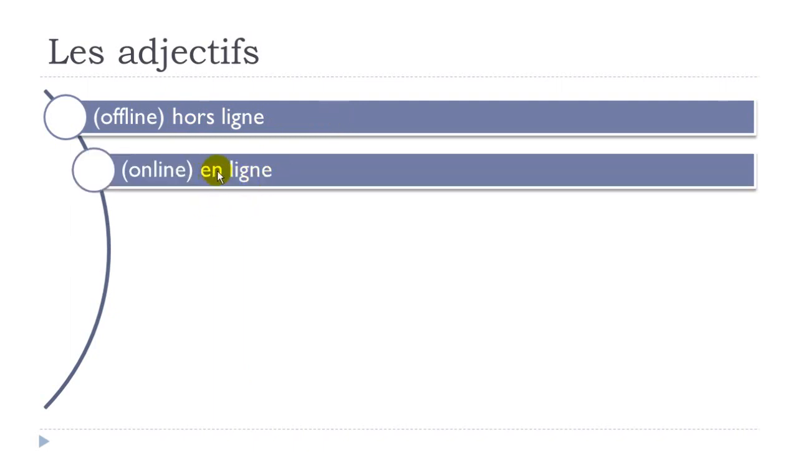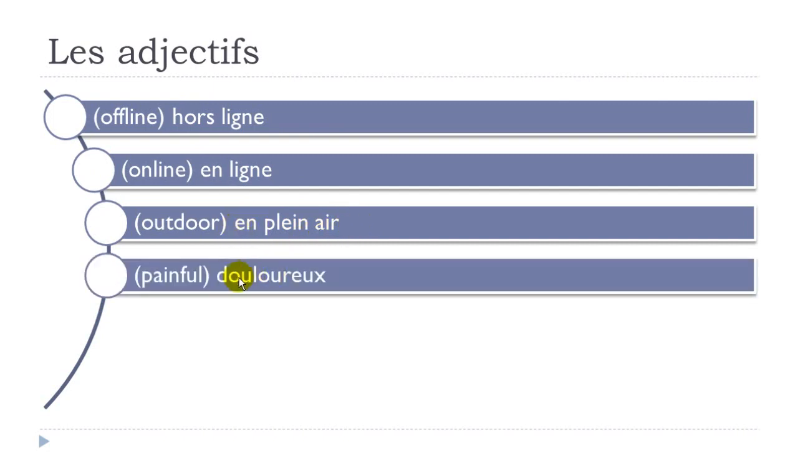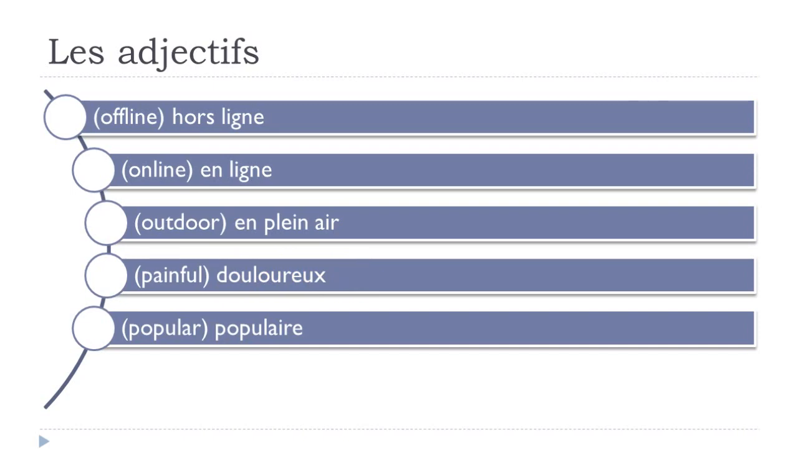En ligne. Okay, so here, en ligne. En plein air. Alright, so you've got this air here, and then we tend to make the liaison plein air. Plein air. En plein air. Douloureux. Remember, final X not pronounced, so you get this OU together. Ou, douloureux. Douloureux. Populaire. Final E not pronounced, so populaire. Populaire.